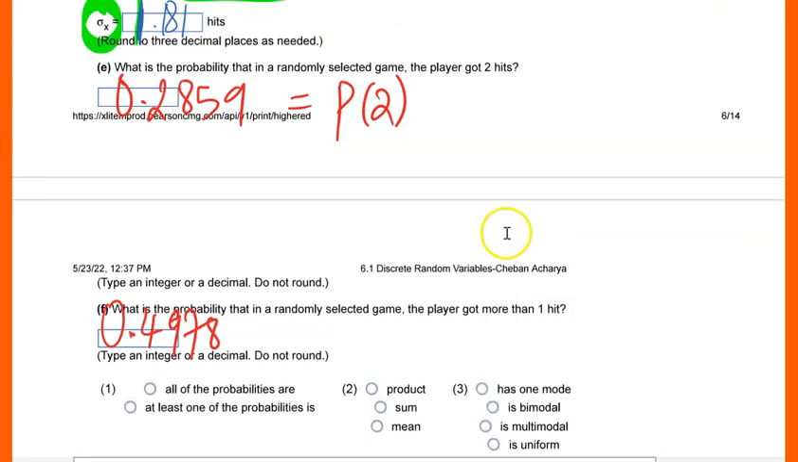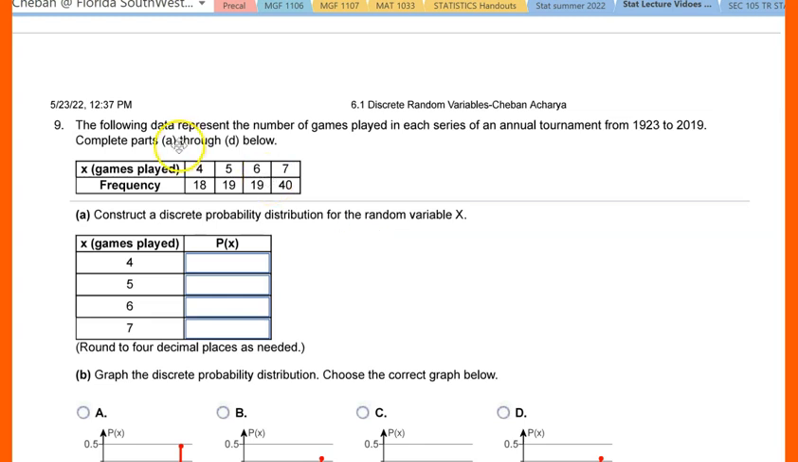Question number 9. The following data represent the number of games played in each series of an annual tournament from 1923 to 2019, and you see that X is the number of games played and frequency is how often that many games were played. And you have this data here, and the question is to construct the discrete probability distribution for the random variable X.